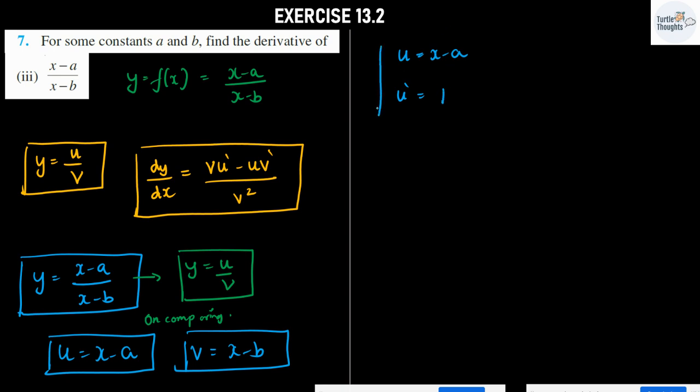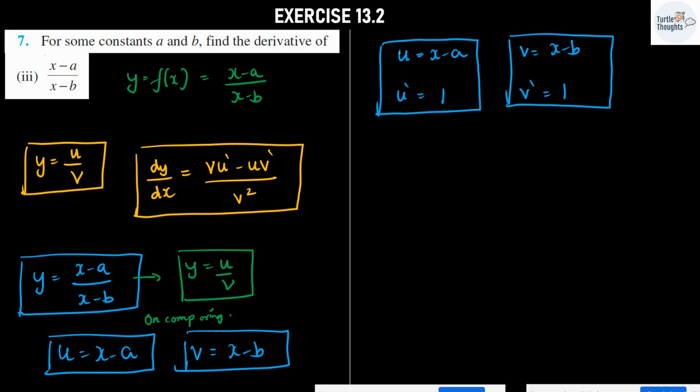I can write u is equal to x minus a, u dash is equal to 1. I have the value of v. v is x minus b. v dash is the differential of v with respect to x. Again, it is going to be 1, since b is a constant. I have the value of u, the value of v, the value of u dash, and the value of v dash as well. Substituting the same in dy by dx, I will get the answer.